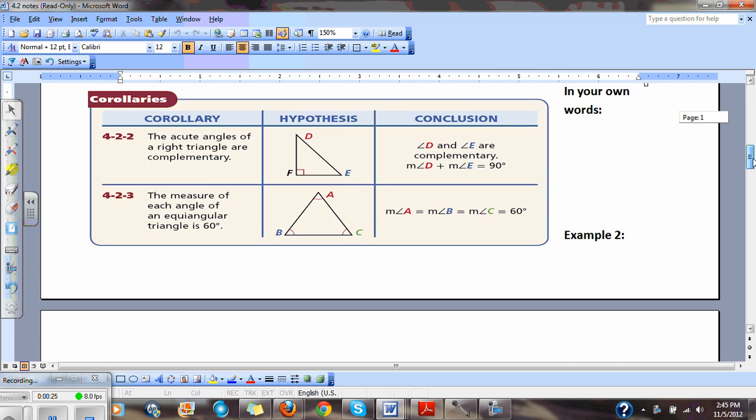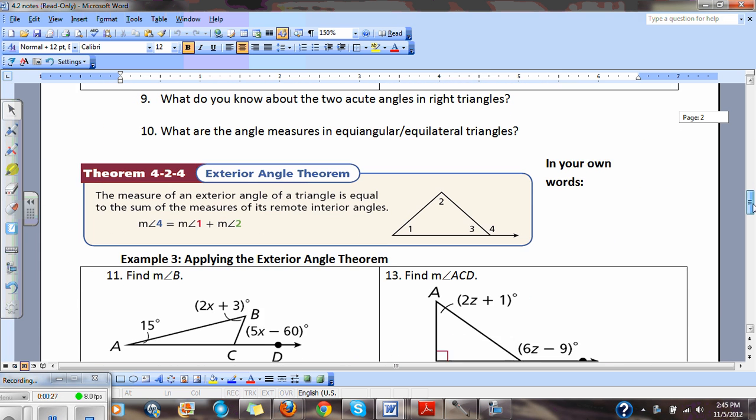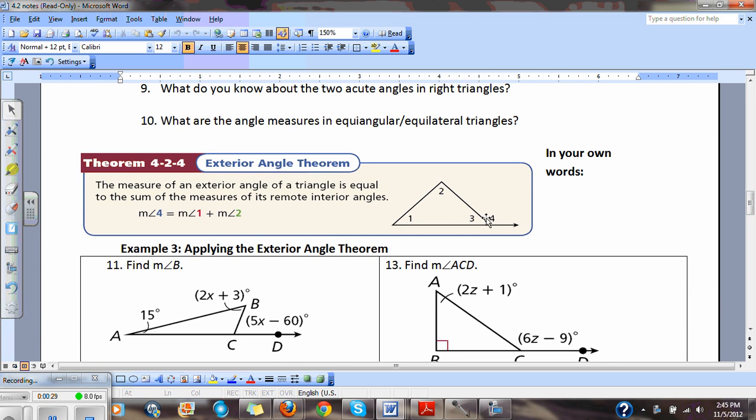And the exterior angle theorem was if you take an exterior angle, which remember the exterior angle is supplementary to one of the interior angles. So this would be an exterior angle. It's going to be equal to the sum of the two remote interior angles. So if you add up these two angles, it's going to equal the exterior angle every single time.